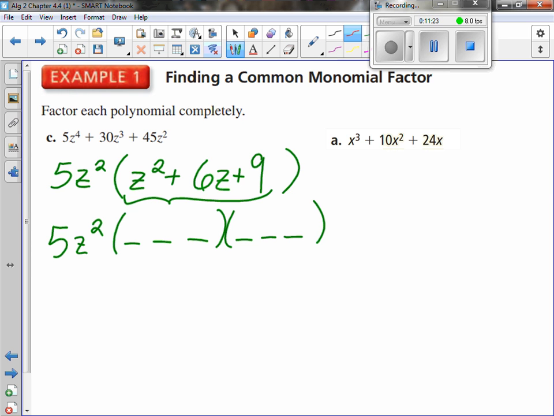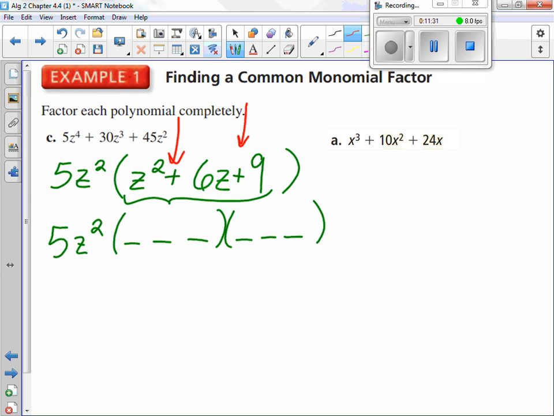So we'll set up our 2 sets of parentheses to factor this. Since the 9 is positive, the signs are the same and they match the sign of the middle term. So we have positive and positive. Now the factors of z squared would be z and z.